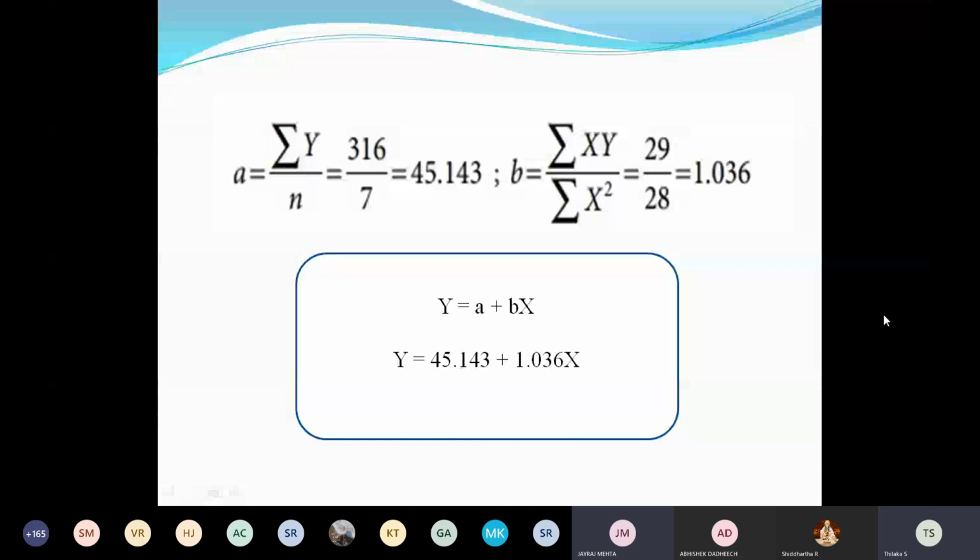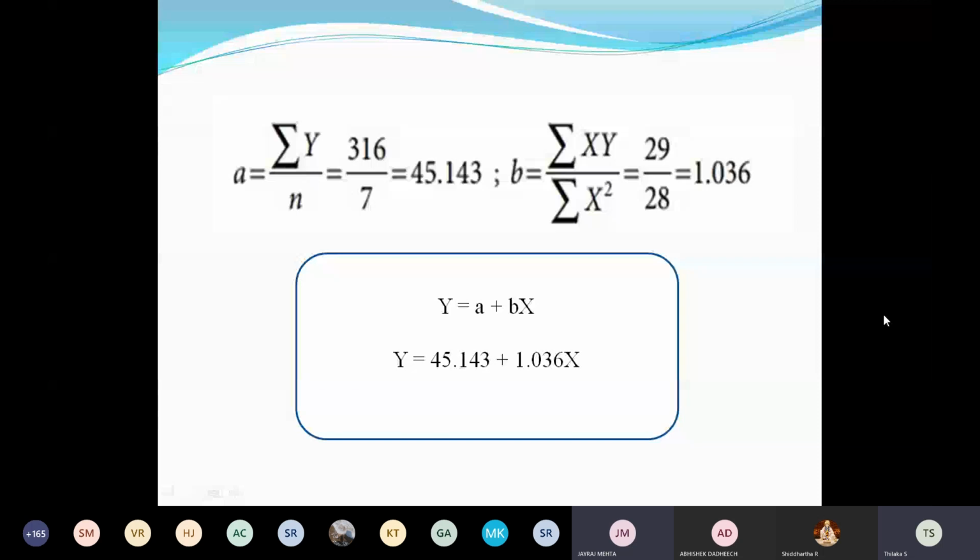And the straight line equation is y is equal to a plus bx. We are just substituting the calculated values of constants a and b. y is equal to 45.14 plus 1.03x. Is it clear, guys? Yes, ma'am. Okay. So this equation, y is equal to 45.14 plus 1.03x.